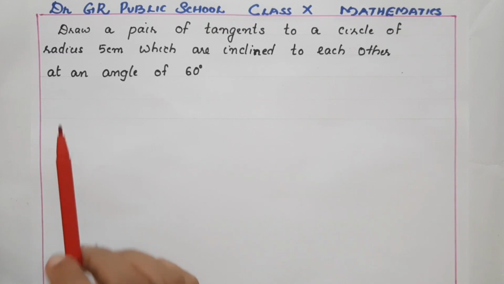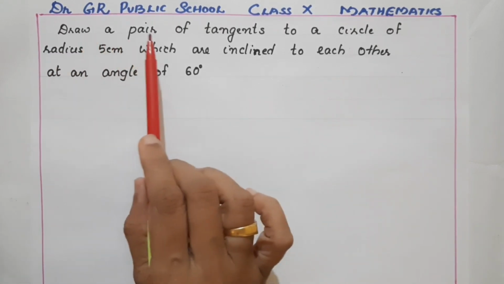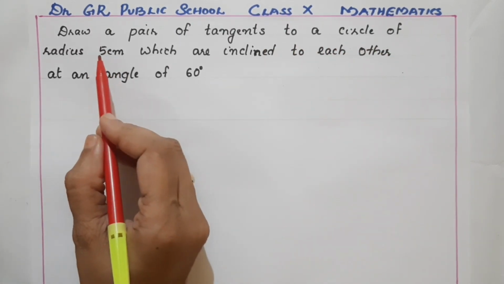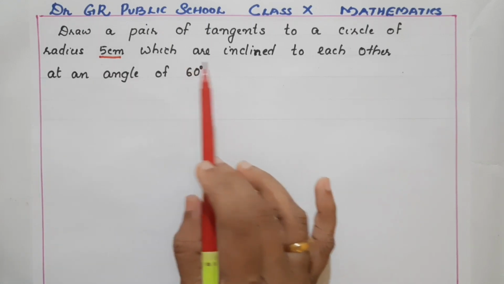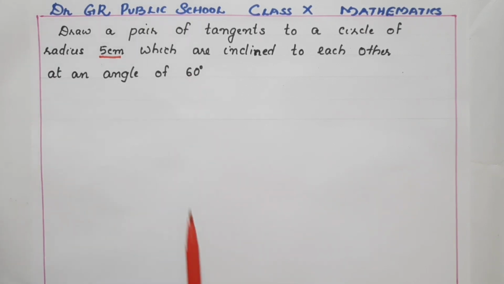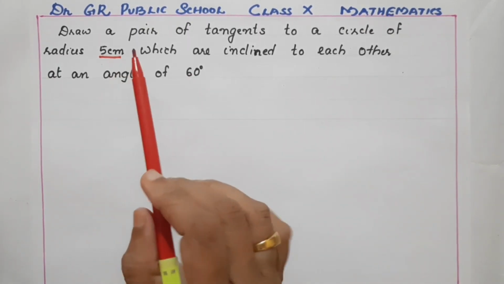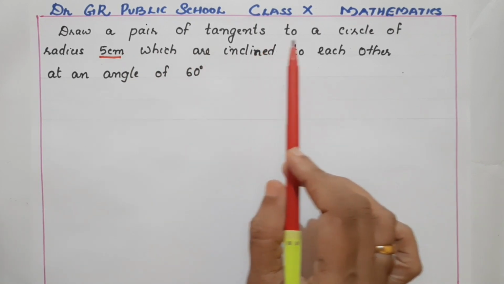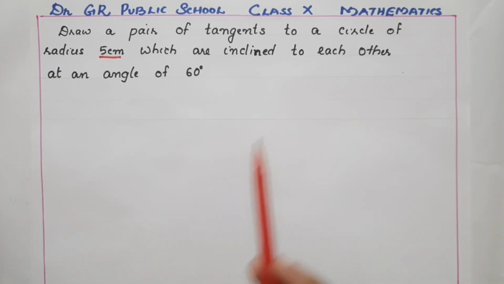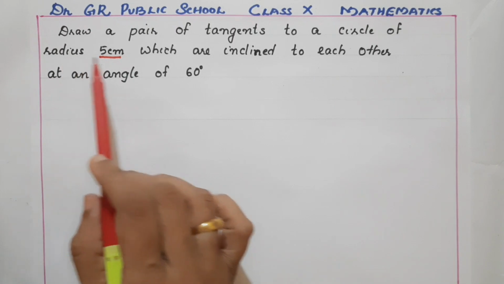So we are continuing the chapter constructions and we are discussing construction of tangents. So our first question is, draw a pair of tangents to a circle of radius 5 cm which are inclined to each other at an angle of 60 degree. So we have to construct a pair of tangents to a circle. That means we have to draw two tangents to a circle of radius 5 cm.